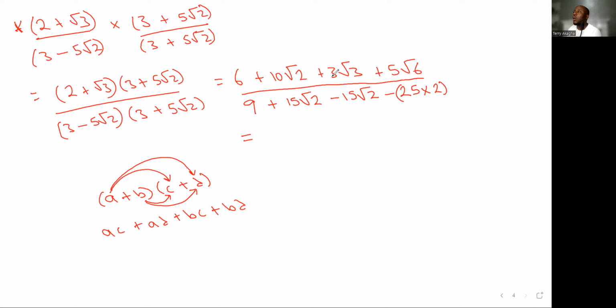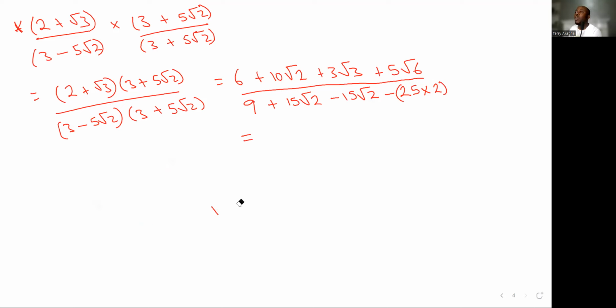You can see, because in the rules of addition, I told you that if the surds are not the same, you cannot add or subtract. So if you look at this, the surds are not the same, so they all stay the same. So it's going to be 6 plus 10 root 2 plus 3 root 3 plus 5 root 6, divided by... now this is plus 15 root 2 minus 15 root 2, we cancel out. So you're going to have 9 minus what?